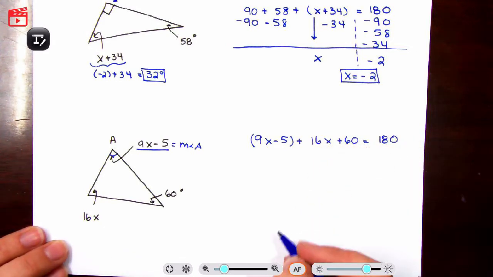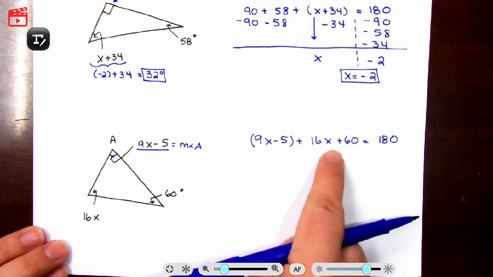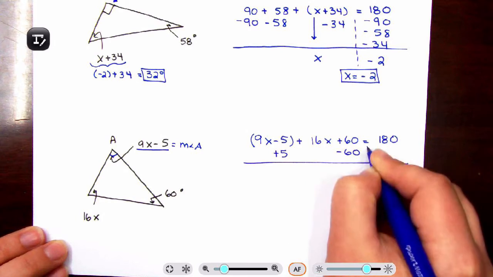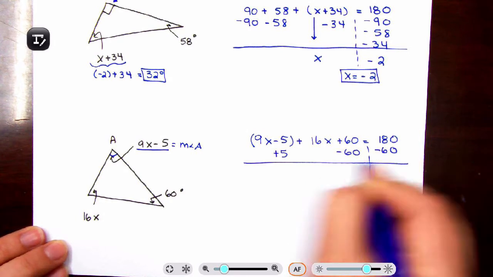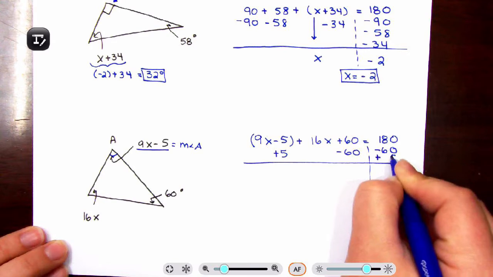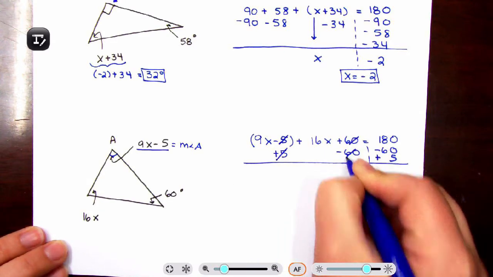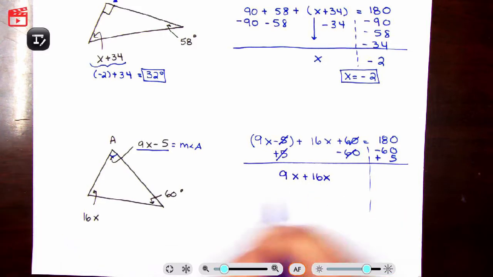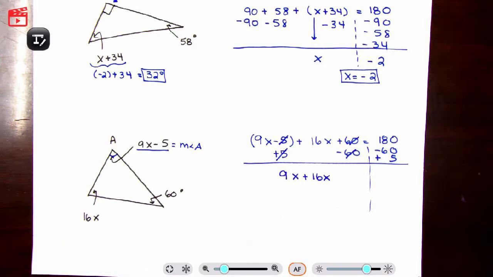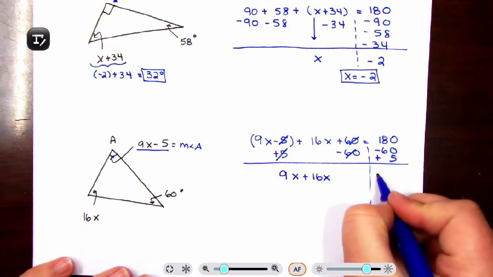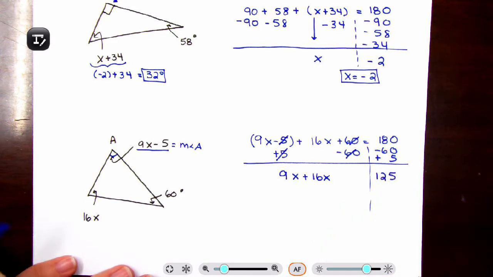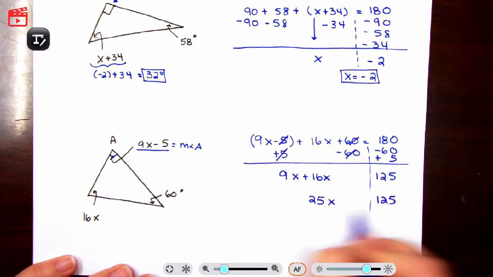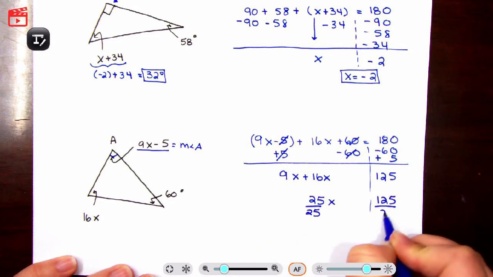Now this one's a little bit more complicated because we have 9x and 16x, but we're going to start off the same. I'm going to undo both sides with my numbers. I'm going to subtract 60, and I'm going to do the opposite, so now I am adding 5. So 5 goes away, 60 goes away. I'm left over with 9x plus 16x on this left side. And on the right-hand side, I have 180 minus 60 plus 5. I have 125. 16 plus 9, that is 25x is equal to 125. Dividing by 25, dividing by 25.